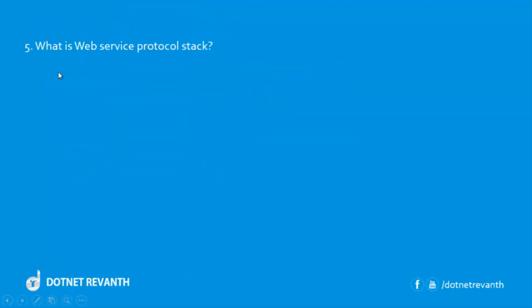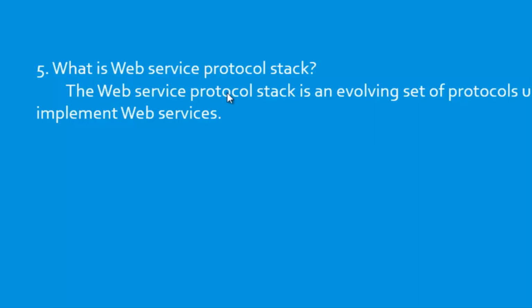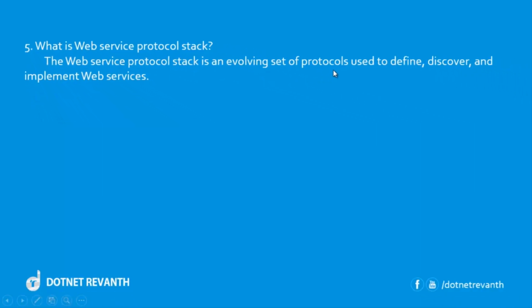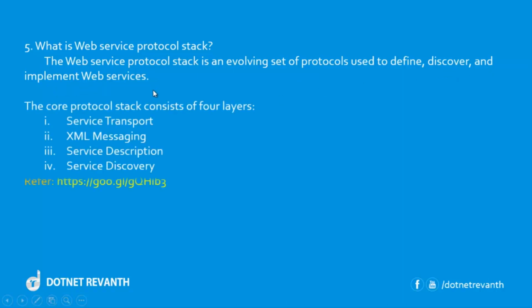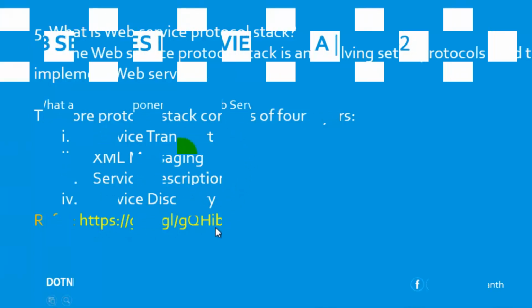Here is the final question of this video series. What is the Web Service Protocol Stack? The Web Service Protocol Stack is an evolving set of protocols used to define, discover and implement web services. It mainly consists of 4 layers: service transport layer, XML messaging layer, service description layer and service discovery. For more information regarding these 4 layers, refer to this link.